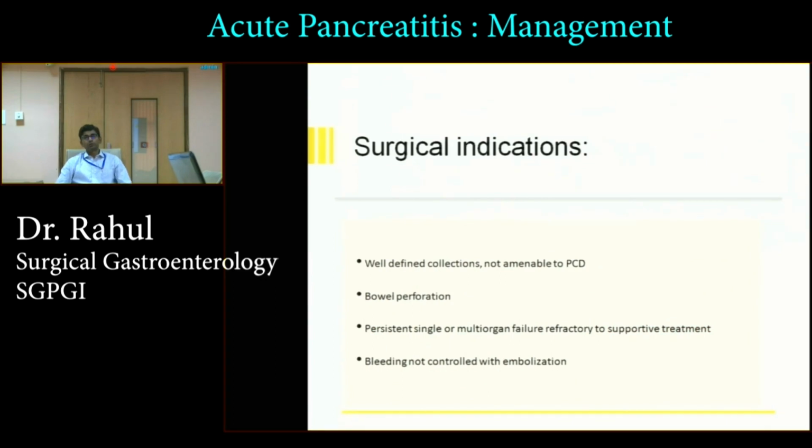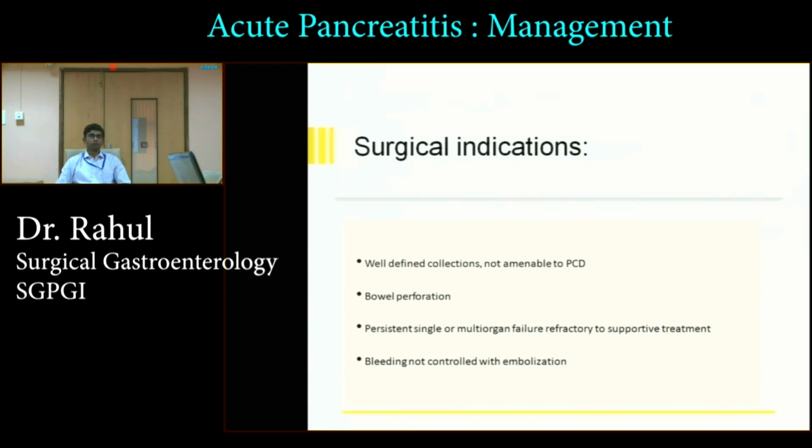Coming to surgical indications, there are now only a handful because of various minimally invasive therapies and expert interventional radiology. Surgical indications are very few. One of them is well-defined collections not amenable to percutaneous drainage, maybe collections at the root of the mesentery or at the head of the pancreas, which will be considered for direct surgical therapy. If the patient has bowel perforation because of pancreatitis or catheter-related iatrogenic perforation, then such a patient may require surgery. In patients with persistent single or multiple organ failure refractory to supportive treatment, who are not responding as in the step-up approach, we can go for surgery.